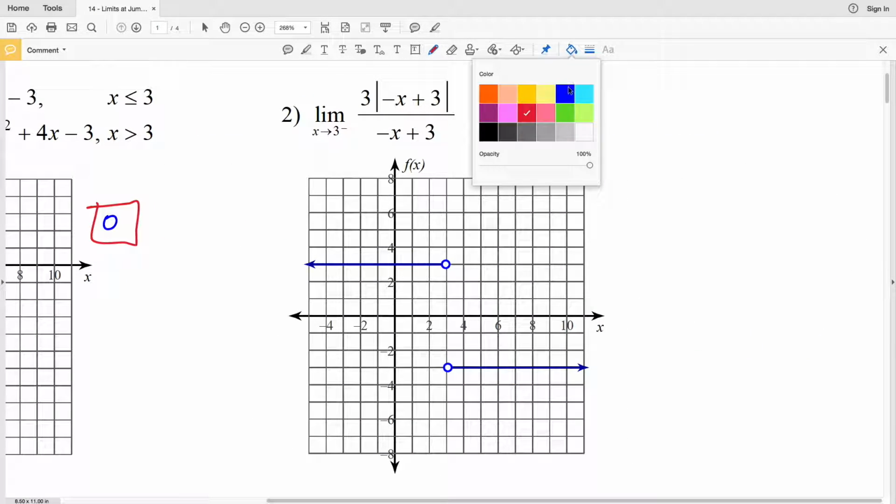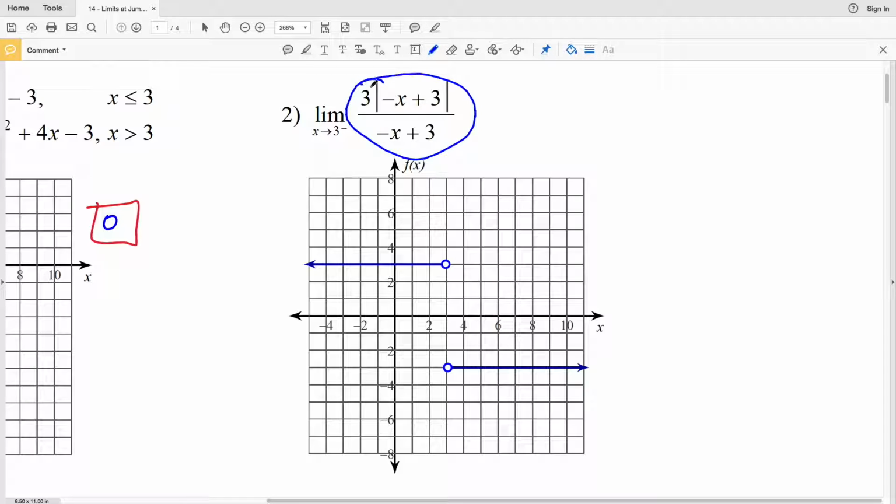In number 2, we have the limit of our function, 3 times the absolute value of negative x plus 3 over negative x plus 3, as x approaches 3 from the left. So that means coming from the negative direction, we're going to trace that function until we reach our value of positive 3 in the x, which approaches positive 3 in the y. So 3 is our solution in number 2.